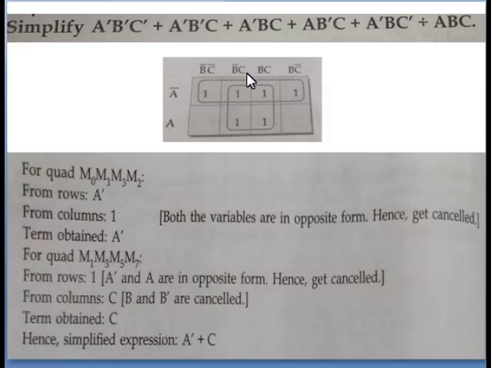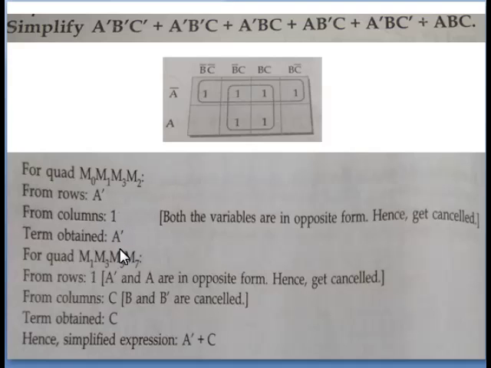So if all the terms get cancelled, we will get 1 in sum of product form. From columns we got 1. Both the variables are in opposite form, hence get cancelled, because B bar C bar, B bar C, B C, B C bar are all opposite to each other, so it gets cancelled. So we got 1 from this quad first. So the final term obtained is A dash, only A dash, from the rows and from the columns.